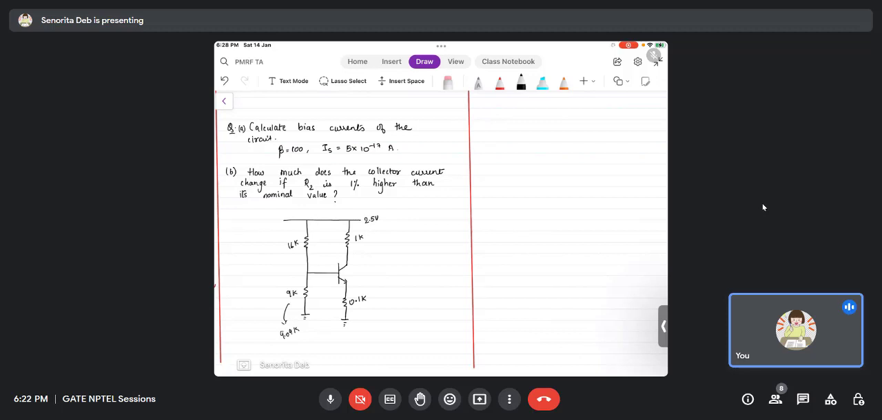Okay, so I'm starting then. First is calculate bias currents for the circuit. Beta is 100, IS you know. So this part you know, right? What you will do? You will first find the VTH and RTH. Please tell me what VTH you are getting.